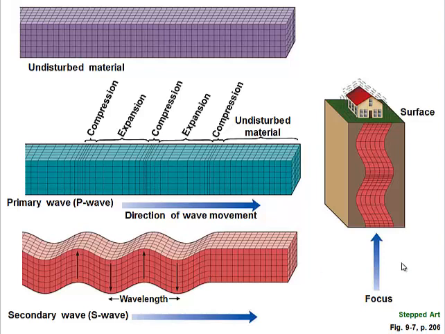And what happens here is if you're on the surface and right under the focus, you get both compressional waves and back and forth movement, which is the worst place to be because your house falls apart. So the seismic waves that cause the most damage that people feel are these two kinds of waves, the P wave and the S wave. That's primary and secondary.